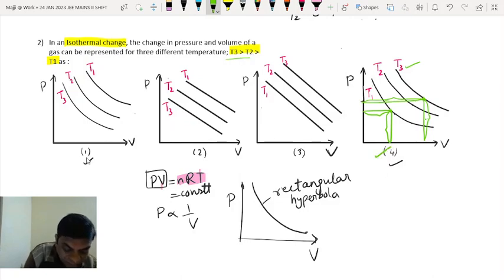If you take this, then you will see it will get contradicted, because for T3, the product of pressure and volume is less. Look at the value of volume and pressure, it's very less. But T3 is given to be more, so this cannot be the answer. So correct option is the fourth option.